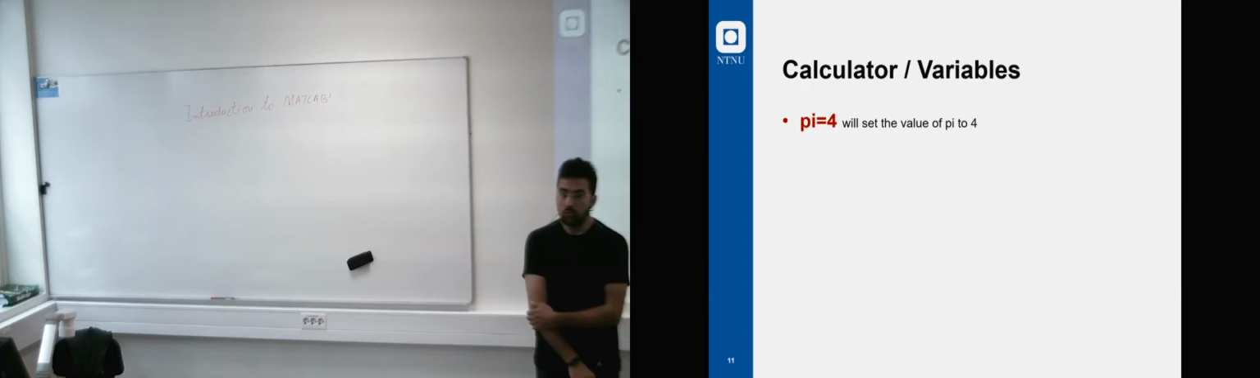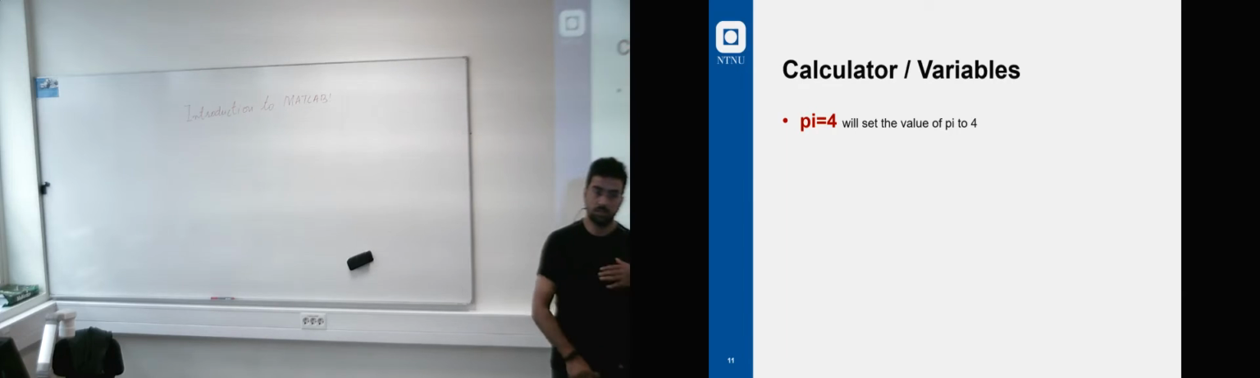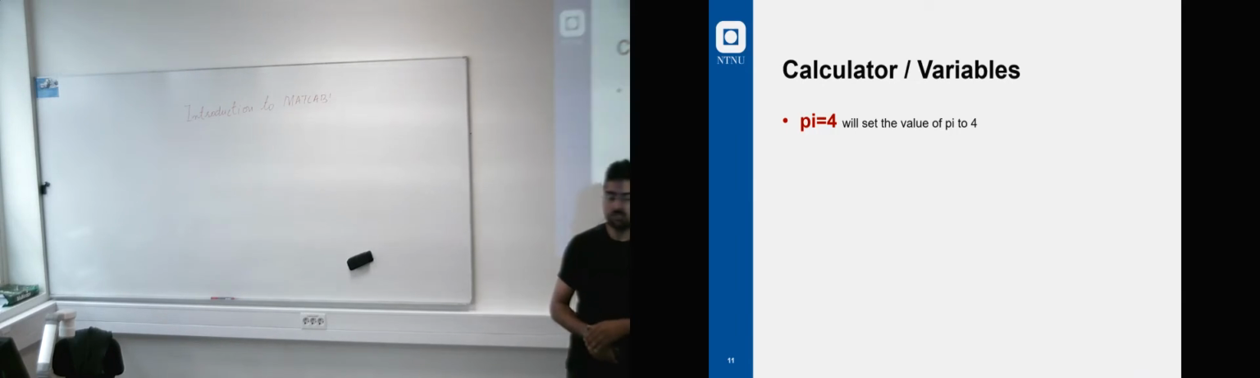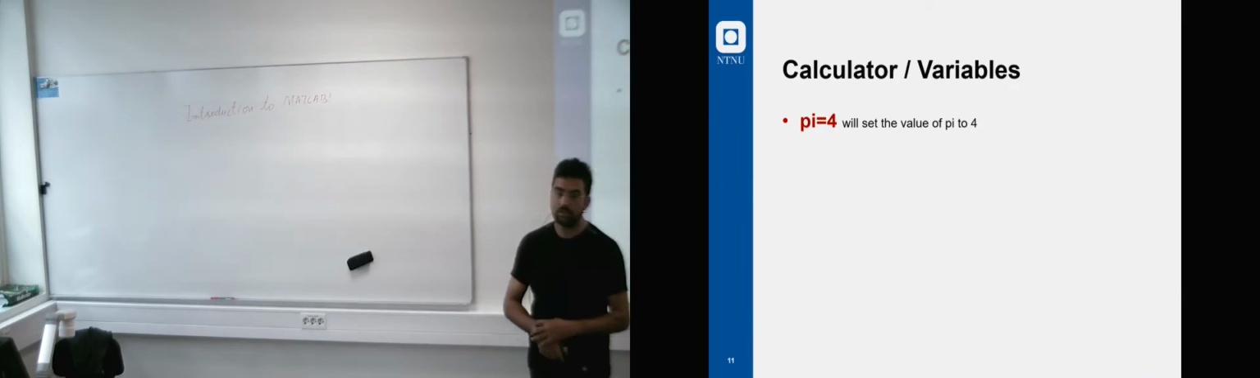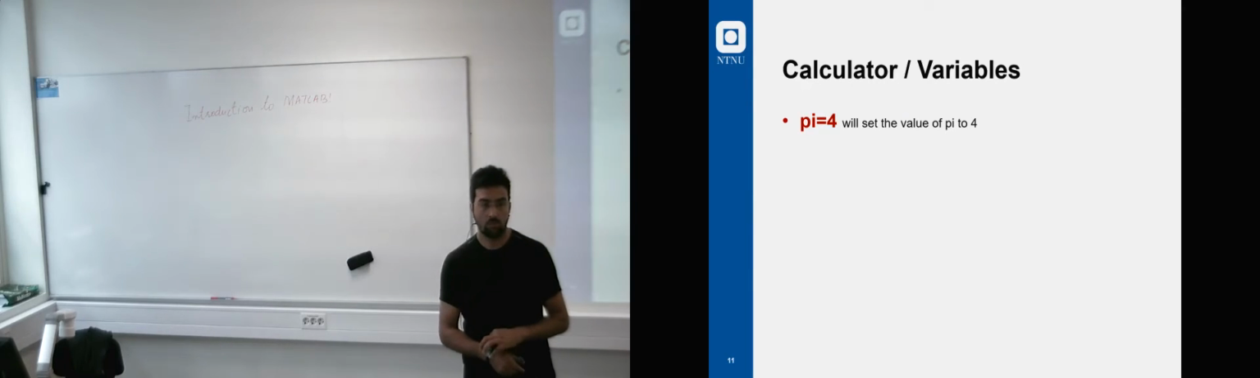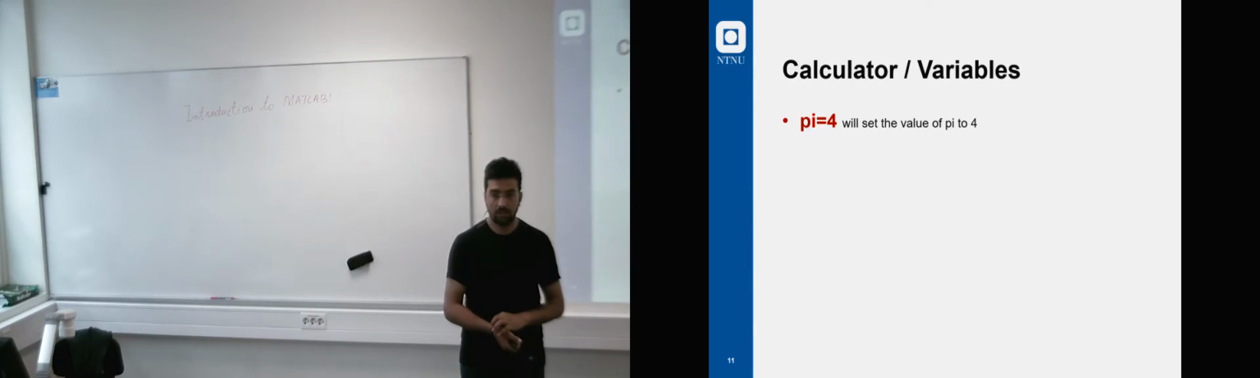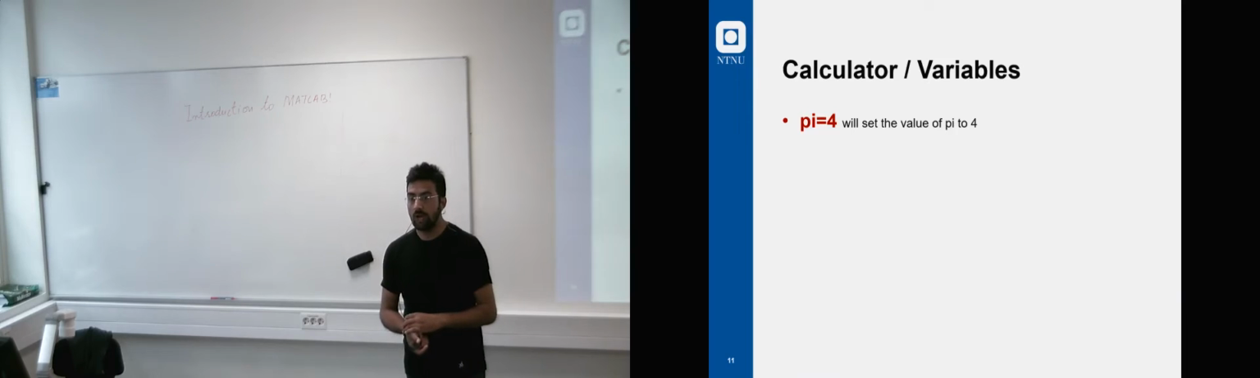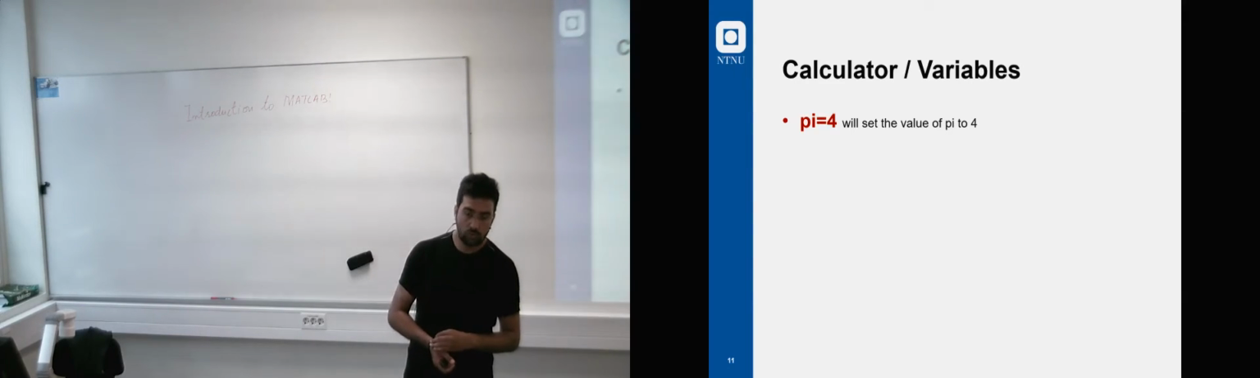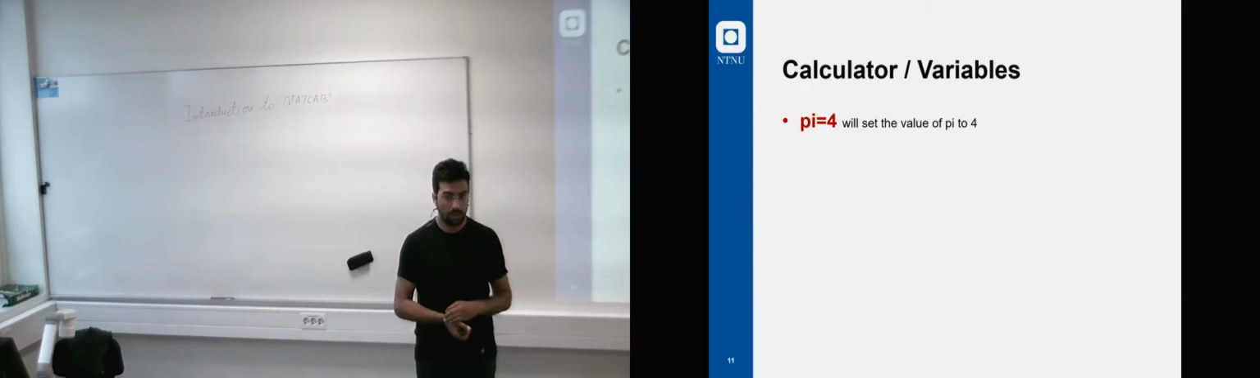This is the value for your instance. If other people who have not altered the value of pi write pi, they will again get the original value. But for you, you have altered the value, so you will get the new value of pi.